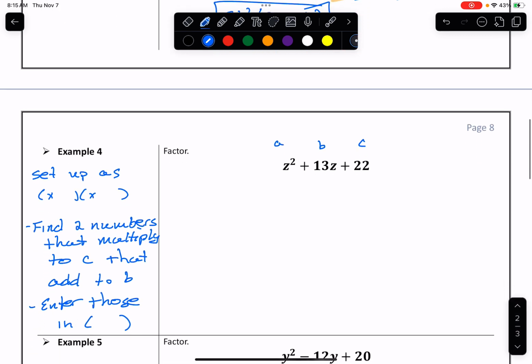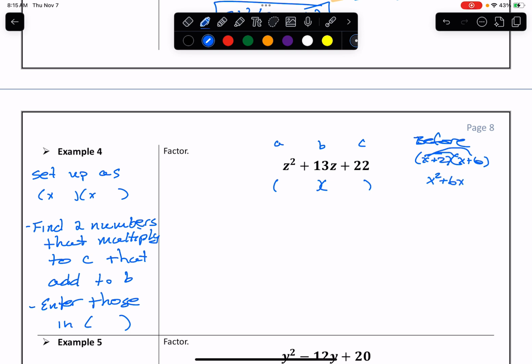Now, sometimes we don't have anything in common. There's nothing in common to z squared, 13z, and 22. So in this case, we're going to try and factor it by setting up double parentheses. Okay, we're going to do the opposite of FOILing. So before we've done this, x plus 2 times x minus 6. Let's go x plus 2, x plus 6. We went x times 6 is x squared.